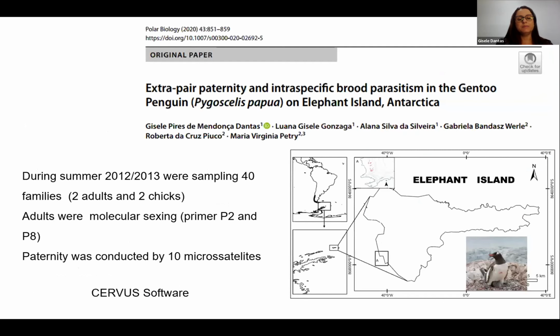Well, what did we find? The first part of this work was published in Polar Biology about the gentoo penguins. We sampled the gentoo penguins on Elephant Island at Stinker Point during the summer of 2012 and 2013, sampling 4 families, each with 2 adults and 2 chicks. Adults were sexed by molecular genetics using the primers P2 and P8, and paternity was conducted using 10 microsatellites in Cervus software.